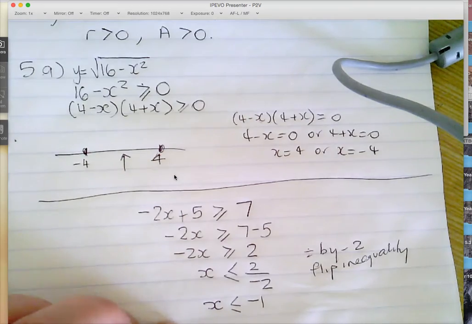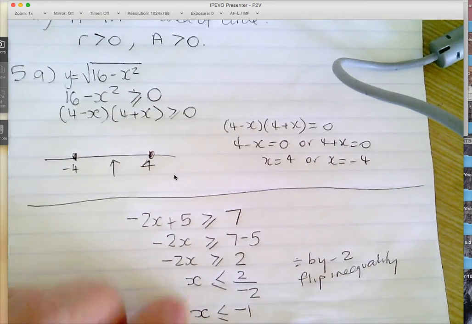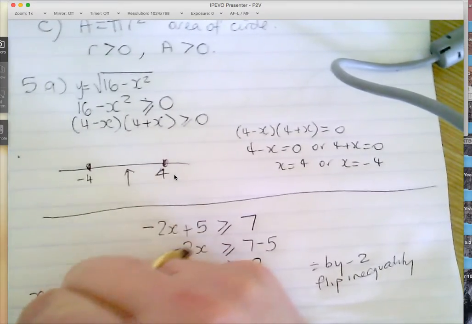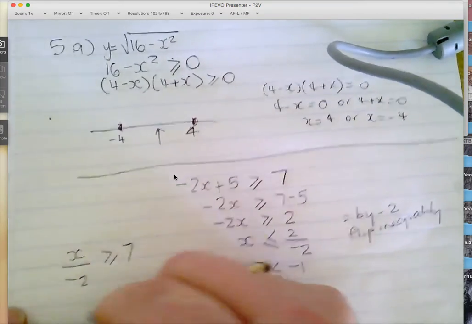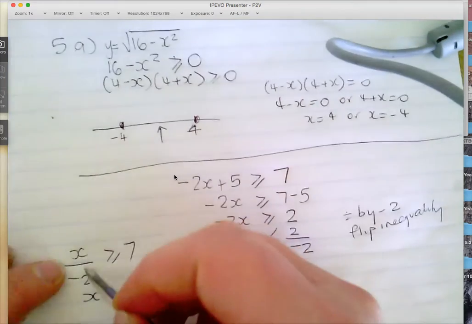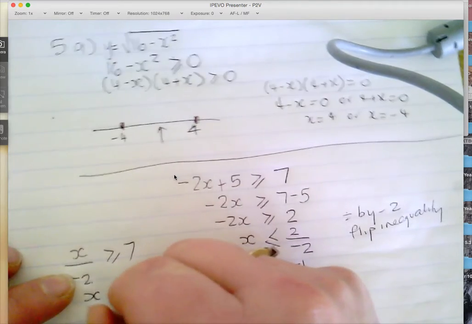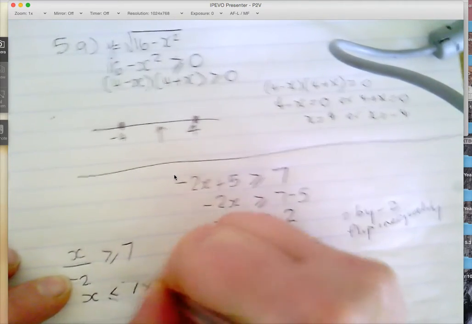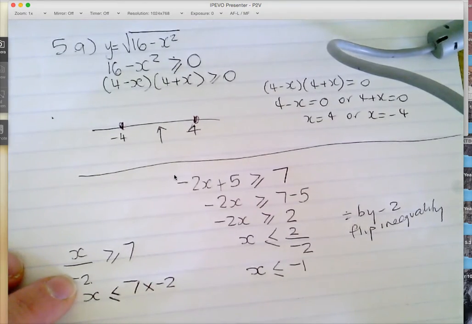The rule for inequalities is that if you're multiplying or dividing by a negative, you flip the inequality sign. So if you've got x over negative 2 is greater than or equal to 7, you multiply by negative 2, because you're multiplying by a negative. Whenever there's a negative involved, you flip the sign, but only when you multiply or divide by a negative.